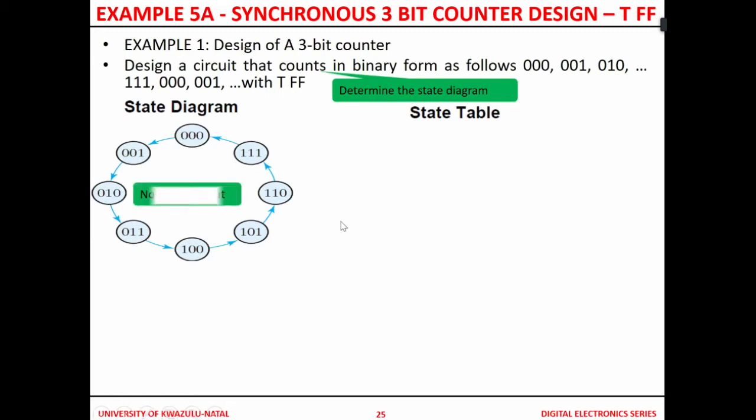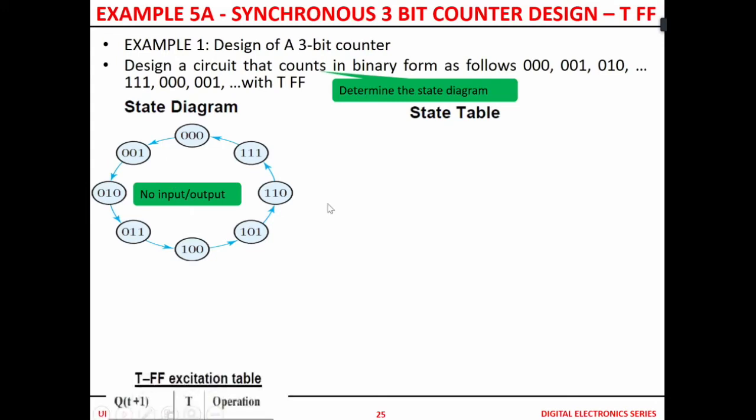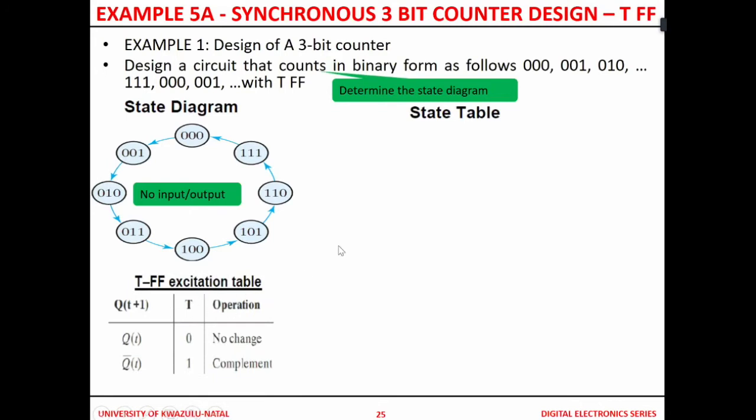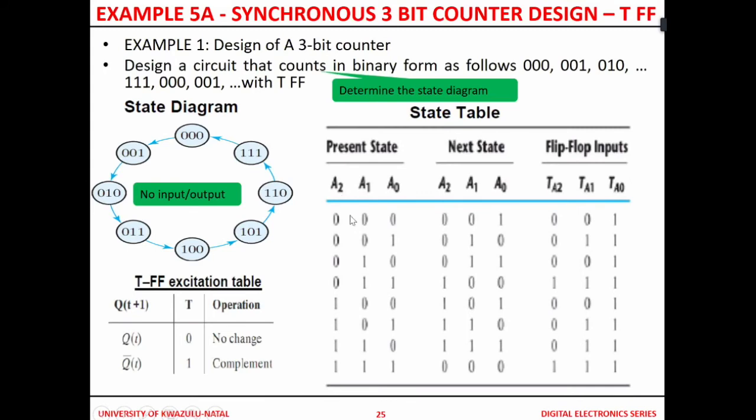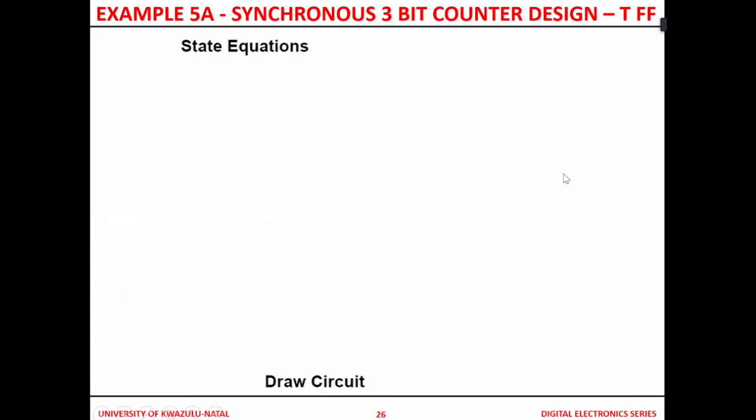Okay, so once you do that, there is no input. Remember, there is no output. It's not necessary that you must have an input or output. Don't force them. The excitation table is there. You've got the present state. They have already named them for you, next state, and you are using 3 flip-flops. So you should know where to get TA1, A2, A0.